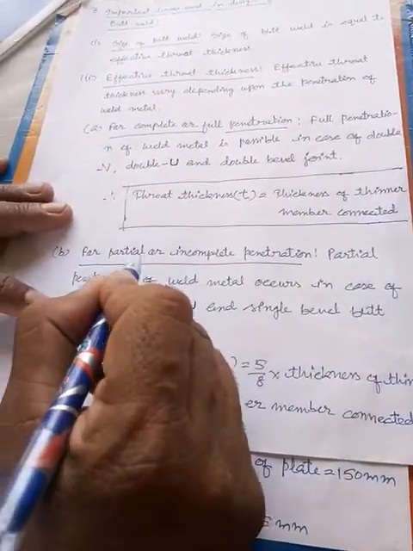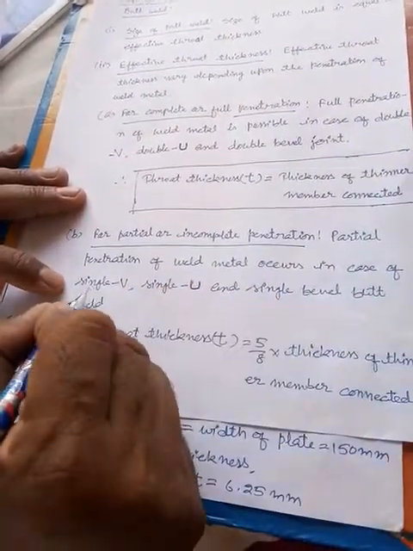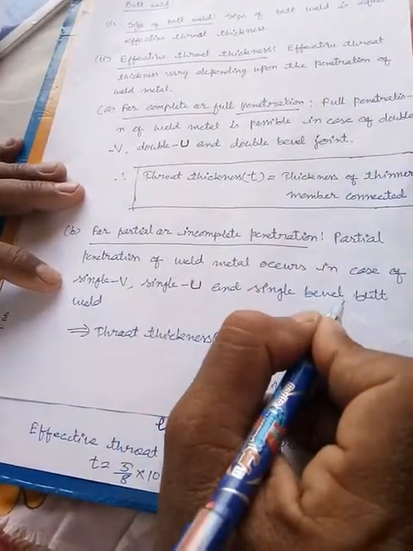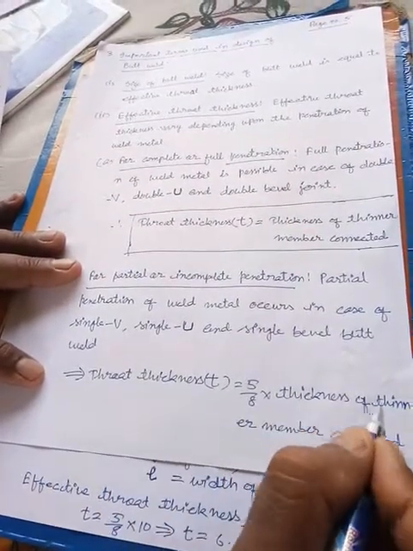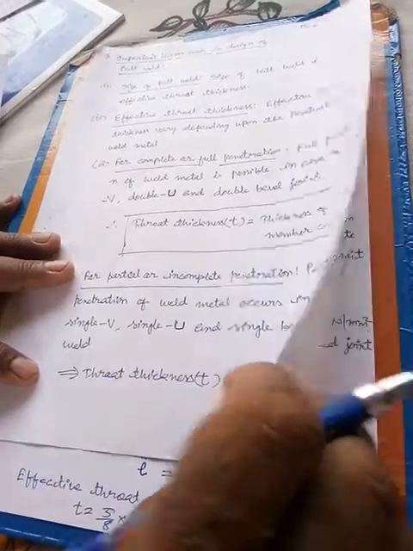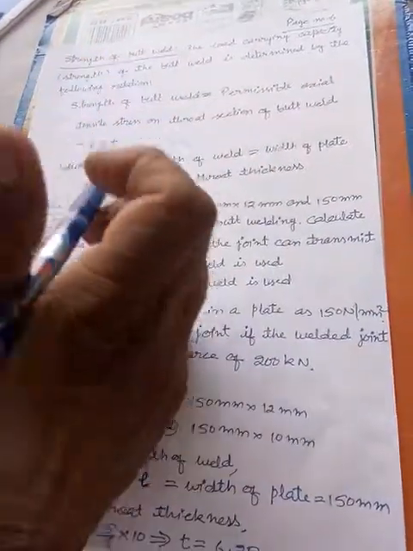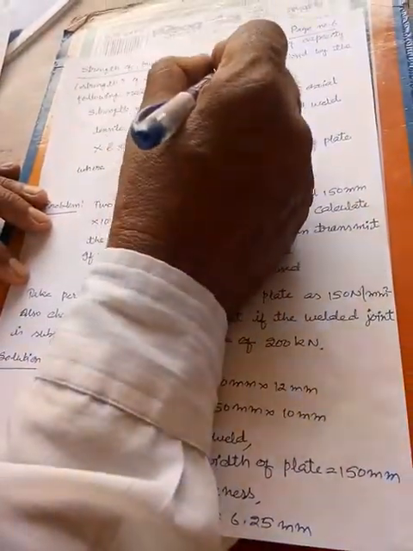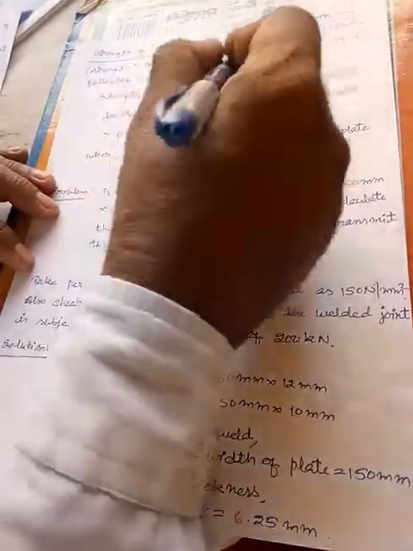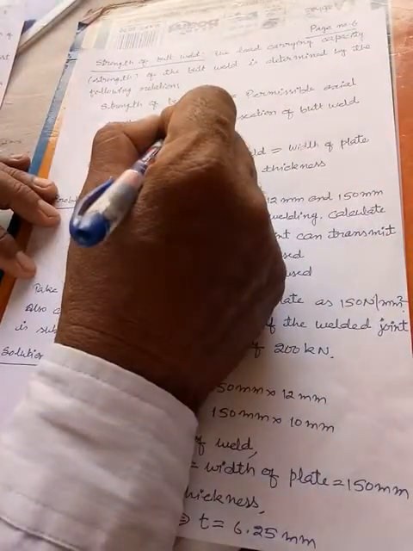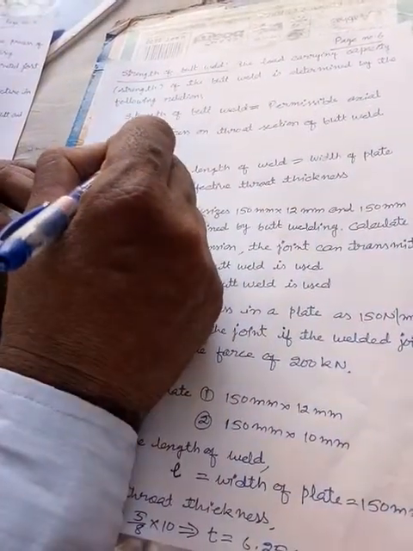So partial penetration or incomplete penetration. So for partial penetration of weld metal occurs in case of single V, single U, and single bevel butt weld. So in this case, effective throat thickness T is taken as 5/8 into thickness of thinner member being connected. So then strength of butt weld. So strength of butt weld means load carrying capacity. So the load carrying capacity of the butt weld is determined by this relation. Strength of butt weld is equal to permissible axial tensile stress on throat section of butt weld into L into T.